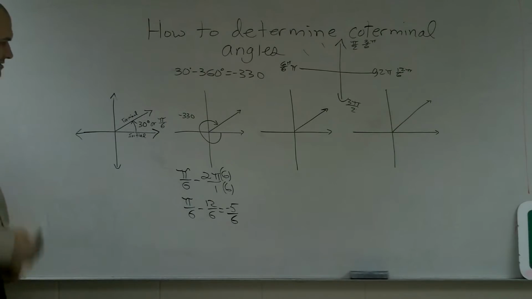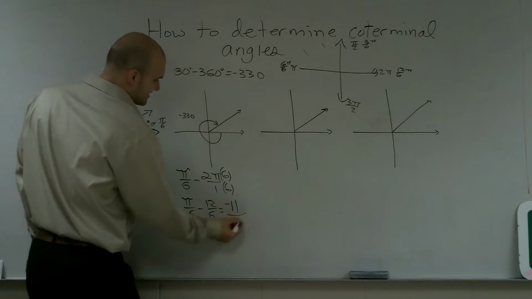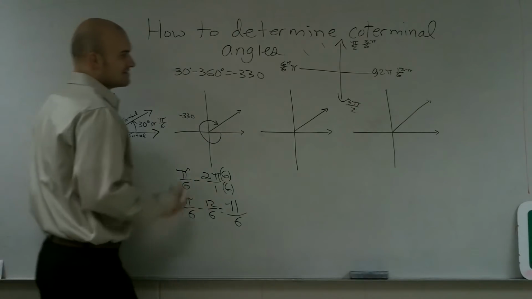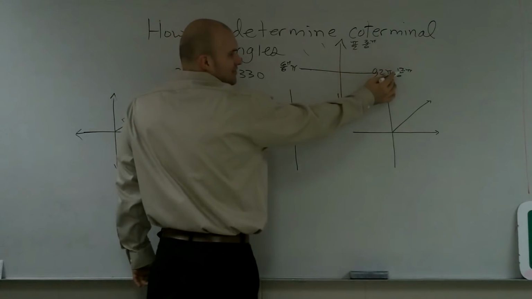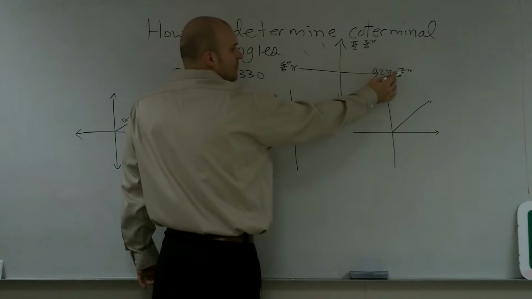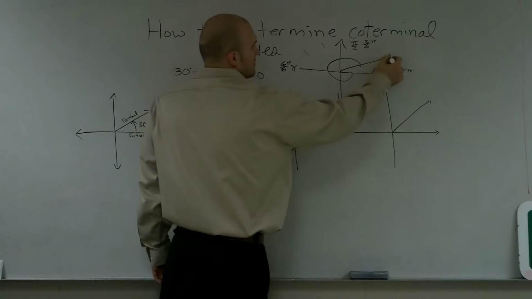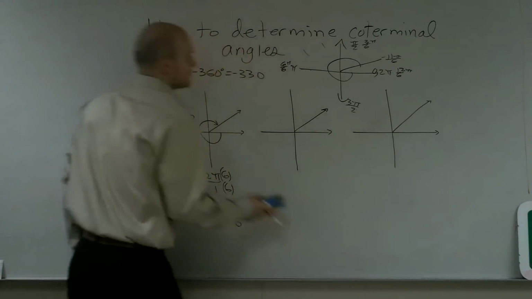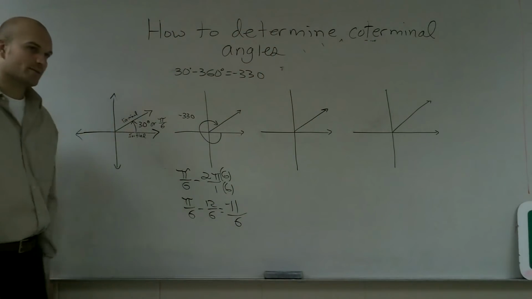How do I do it? That's a negative 11 over 6. Where did I get 6? That's a negative 11, I made a mistake there. Anyway, I know that from here to here is going to be 6 over 6, and then over here I'm 1/6 away from 12. So I know my negative 11 over 6 is going to be right in that area, which is exactly this graph as well. So there are two coterminal angles.